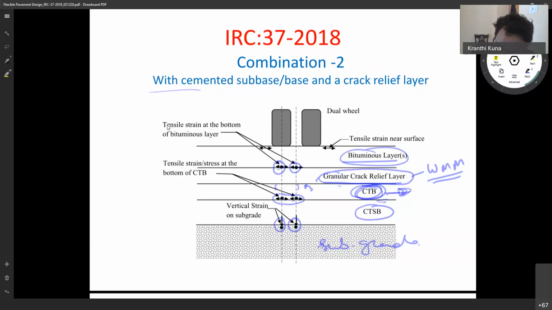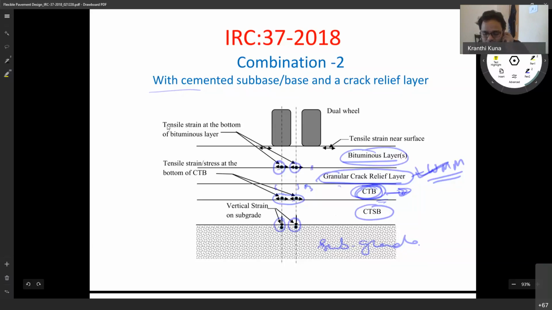Say there are shrinkage cracks. What happens whenever load is applied? If you do not have a crack relief layer, there will be more tensile strains at the bottom of the bituminous layer, and those cracks will propagate through the bituminous layer and the pavement will fail. To limit that, what we do is put a granular crack relief layer.